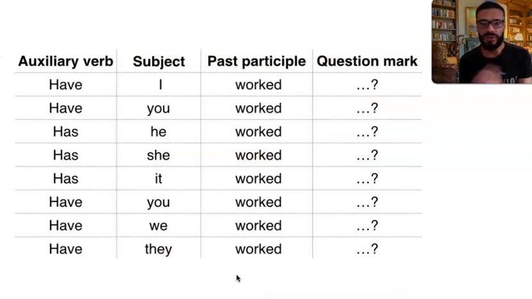And here lies the complete form of the present perfect tense, explained grammatically. First of all, auxiliary verb, have, as you see, subject, I, you, he, she, it, you, we, and they, and the past participle. In this case, we use the verb work as an example, plus the question mark. Have I worked? Have you worked? Has she worked? Has he worked? Has it worked? Have you worked? For the plural form. Have we worked? Have they worked? Right? As simple as that, we make the interrogative sentence.